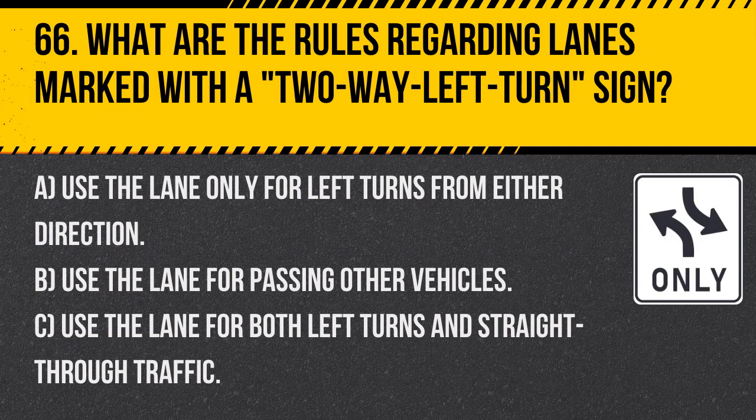Question 66. What are the rules regarding lanes marked with a two-way left turn sign? A. Use the lane only for left turns from either direction. B. Use the lane for passing other vehicles. C. Use the lane for both left turns and straight-through traffic. Answer: A. Use the lane only for left turns from either direction. This lane is designed to facilitate left turns from both directions of traffic.